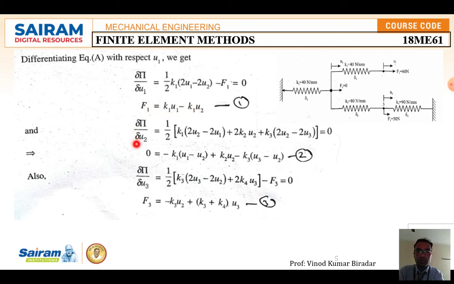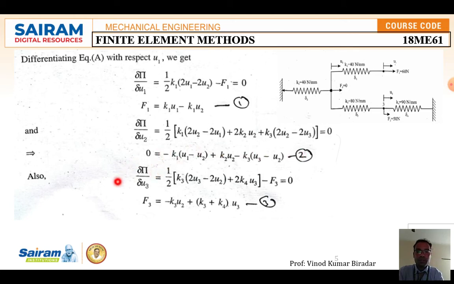Again differentiate with respect to u2. That is half of k1 into (2 u2 minus 2 u1) plus 2 k2 u2 plus k3 into (2 u2 minus 2 u3), which is equal to 0. Here force is not given, that is f2 is equal to 0. Re-simplifying this, you are going to get minus k1 into (u1 minus u2) plus k2 u2 minus k3 into (u3 minus u2). So this is the f2 equation. Call it equation number 2.